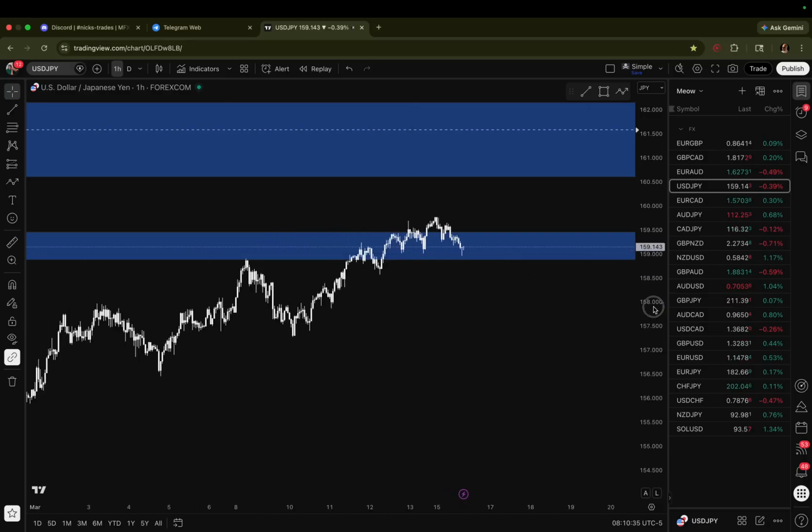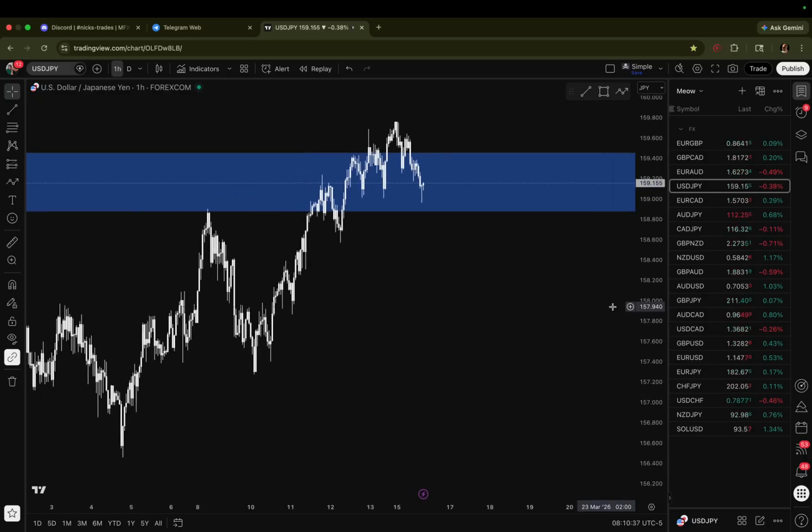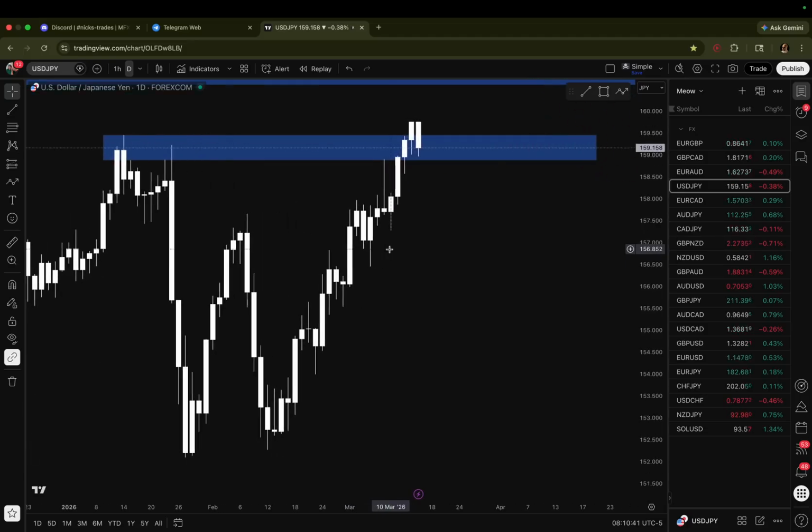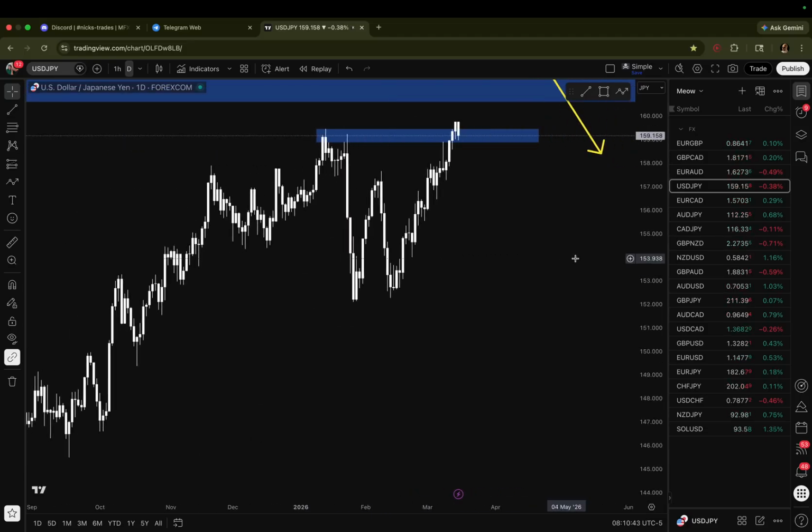Right here, you know, I could see her bouncing. We're at this little support zone. We've already been above this zone. We closed above this zone. I personally think she's going to go higher, but you know, we'll have to see.